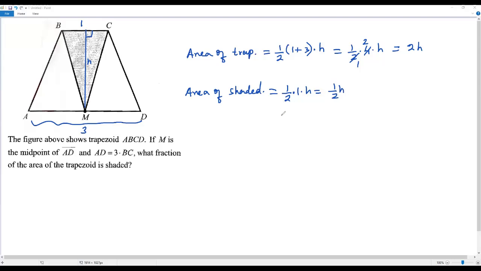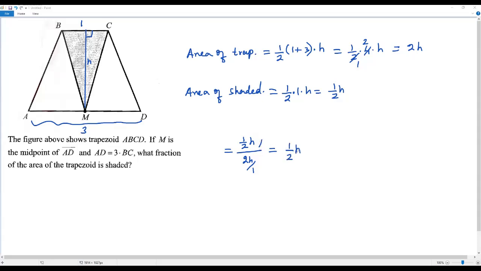Okay, now I got the area of the trapezoid, that is 2h, and I got the area of the shaded region, that is 1/2 times h. Now I have to find what fraction of the area of the trapezoid 2h is the area of the shaded region. For that, I have to write the area of the shaded region in the numerator of the fraction. Let me write it. And in the denominator, I have to write the area of the trapezoid, that is 2h. Okay, now let me consider this 2h as a fraction by taking denominator 1. Okay, now let me write this numerator as it is, that is 1/2 times h.